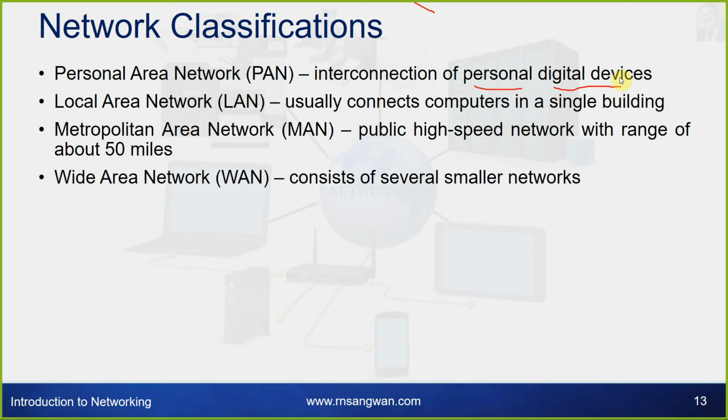Local area network is LAN. Usually connects computers in a single building or for a company, one organization. Metropolitan area network is a public high-speed network with a range of about 50 miles, meaning the boundary of one metropolitan city. And then a wide area network consists of several smaller networks.